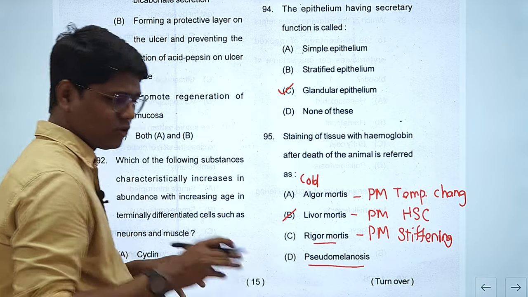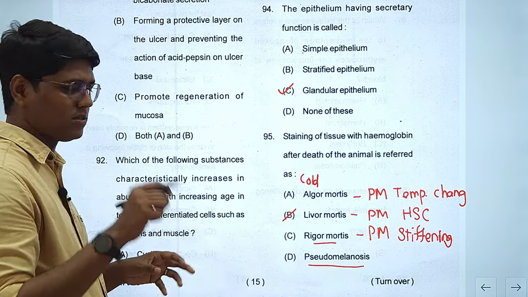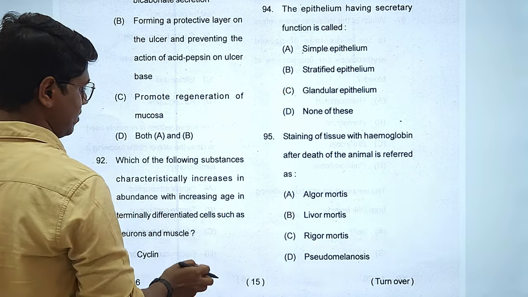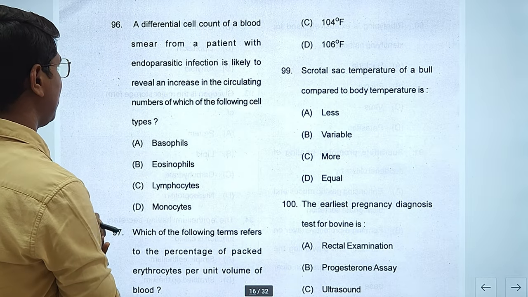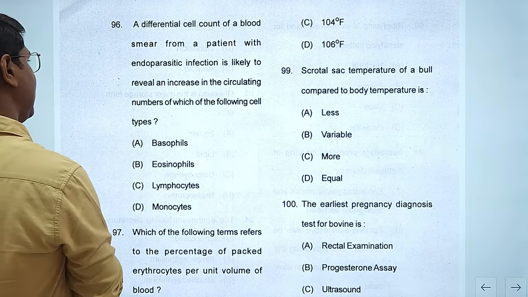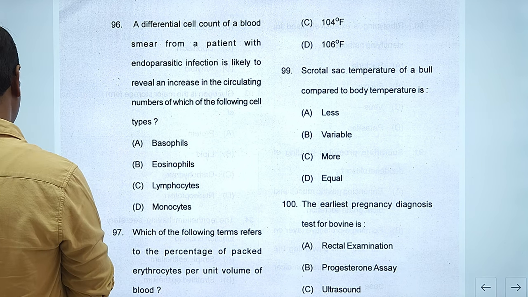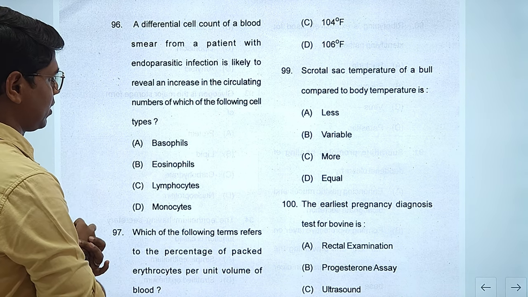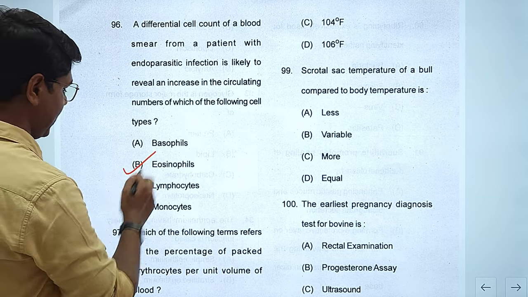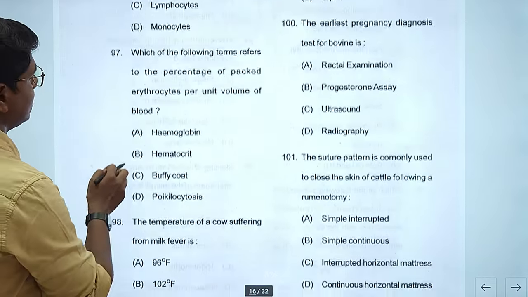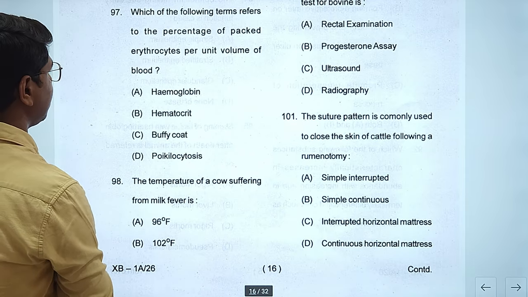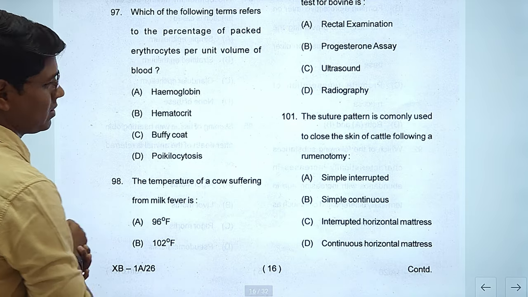Pseudomonas is a disease where the duodenum villi will have a change in color. Next question. A differential cell count of a blood smear from a patient with endoparasitic infection is likely to reveal an increase in the circulating number of cells called eosinophils. You will find eosinophilia in case of parasitic infestations. Which of the following terms refers to the percentage of packed erythrocytes per unit? We have discussed the hematocrit value.